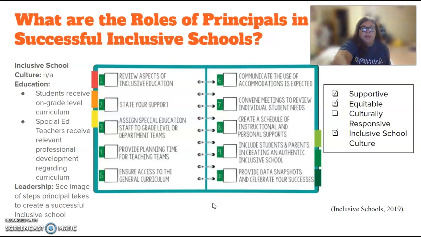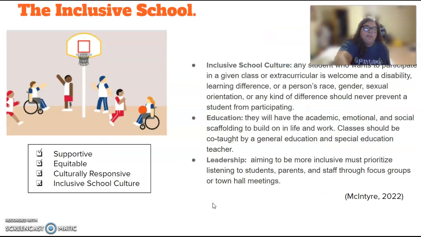And the leadership part of it, this is the one that I thought really talked about leadership, and that was the image that I put up here. And I thought that this article was very supportive, equitable, and inclusive school culture. But once again, I didn't feel like it talked about it culturally very much. An inclusive school is any student who wants to participate should be able to. There shouldn't be any reason because of a disability, a learning difference, or a person's race, gender, sexual orientation. Any kind of difference should not keep someone from participating if they want to participate.